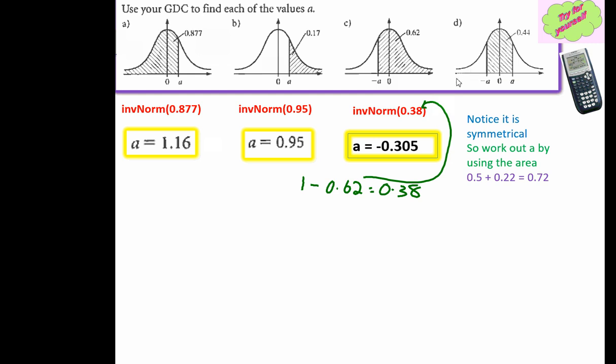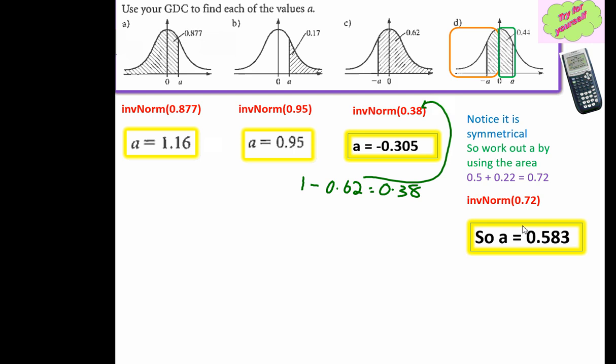So to work out A, the area to the left of A would be 0.72, because the area to the left of A would be this 0.22 plus this entire 0.5 section. So go inverse norm 0.72 and you'll get A equals 0.583. So these things are just pointing out that this bit here is 0.5, this bit here is 0.22, and then inverse norm that entire thing, which is 0.72, A is 0.583, which makes sense. It's got to be a value more than 0.